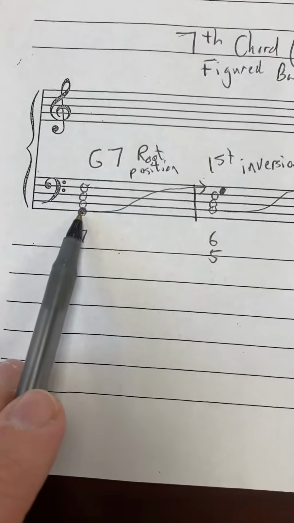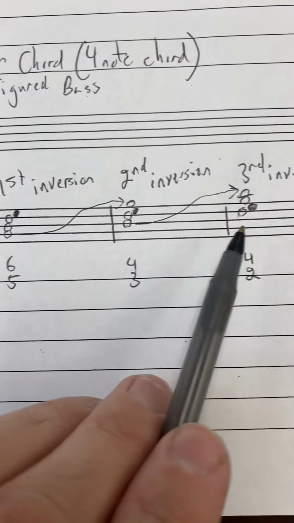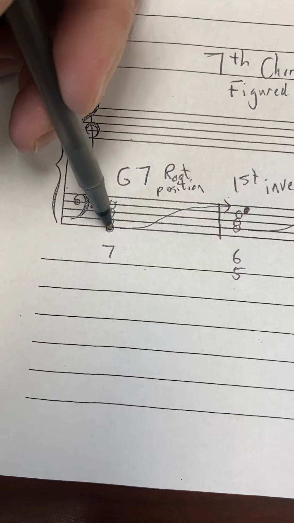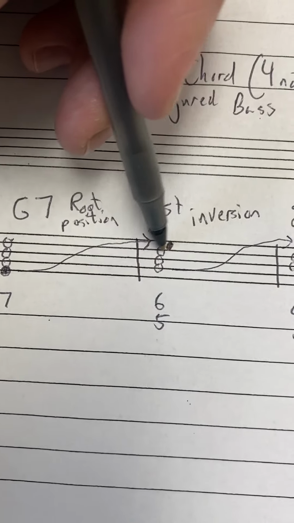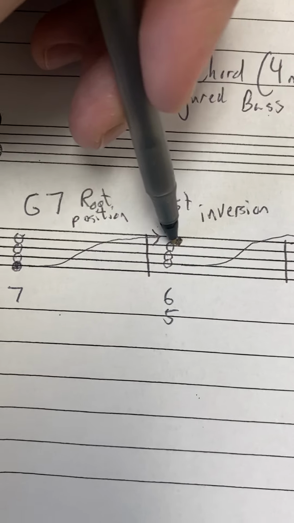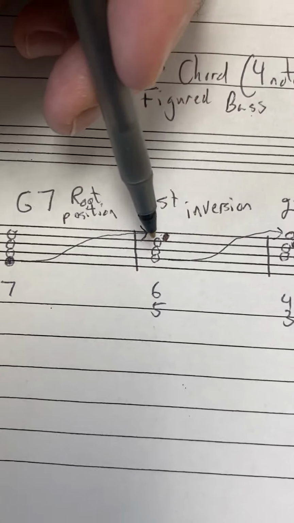Who are the bass notes? Root, third, fifth, and seventh. And notice how when they're equally spaced, the root's on the bottom. When they're not, and it's a 4-note chord, the 2 notes are close together. The root's on top of the 2 guys that are next to each other.